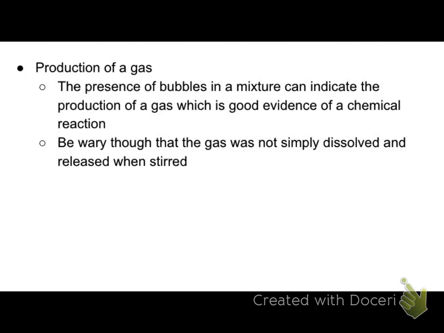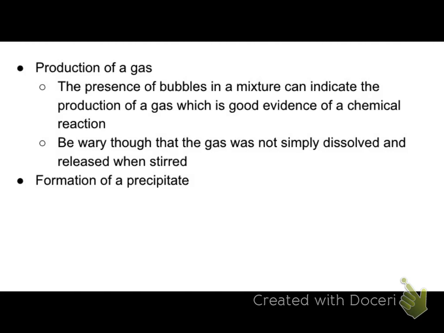So you do have to be wary, because not every time there are bubbles does that indicate that a chemical reaction has happened. But if there were no bubbles in either liquid and you poured one into the other and all of a sudden it's bubbling, that's a pretty good indication that a gas was produced. Okay? And production of a gas, since the gas wasn't there to begin with, would mean a chemical reaction would have to have taken place. And the last one, which chemical reaction produced a gas? Baking soda and vinegar. Good.